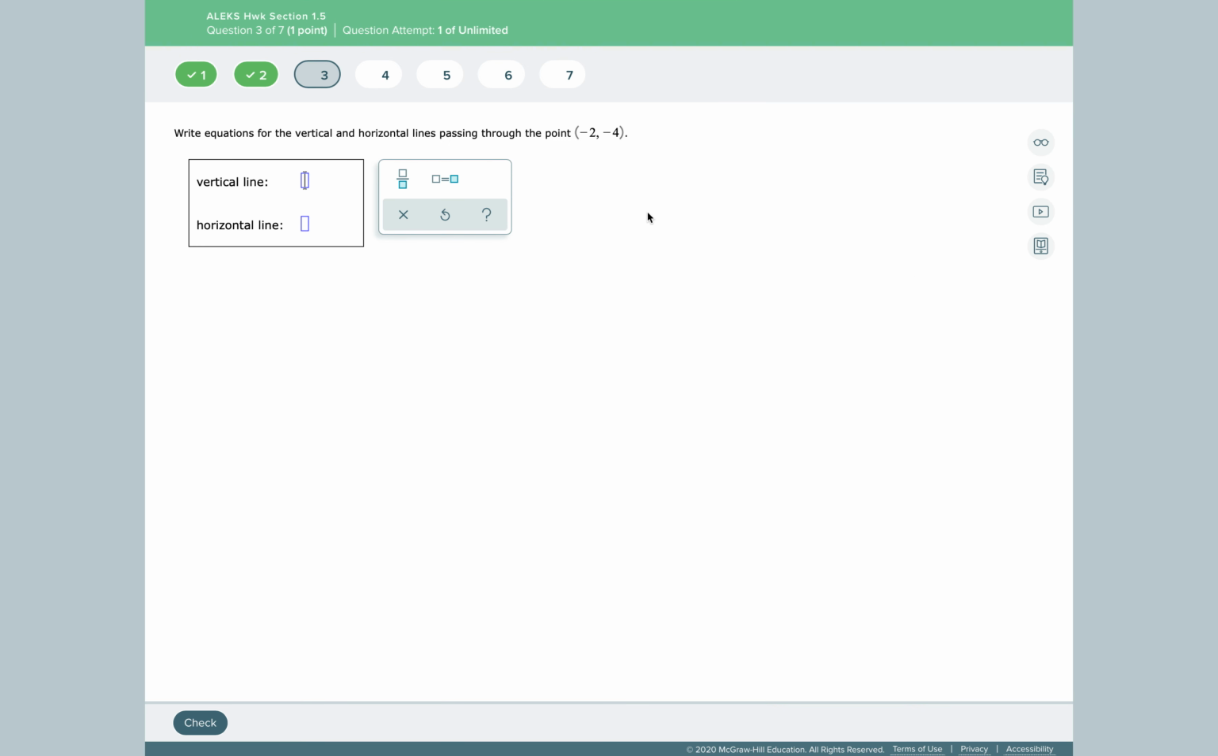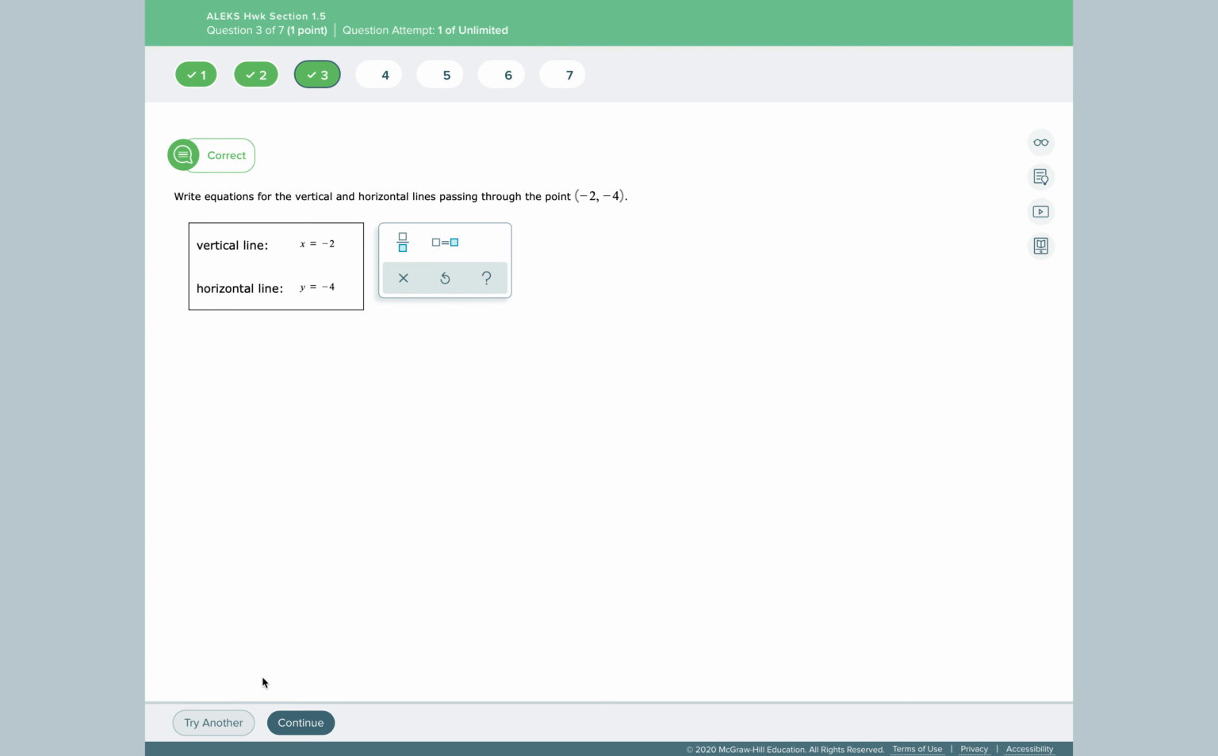In this problem, it says to write equations for the vertical and horizontal lines passing through the point (-2, -4). Again, for a vertical line, this is in reference to the x value. So for the vertical line, we have x equal to -2, and for the horizontal line, using -4 for referencing, we have y is equal to -4. Checking, the result is correct.